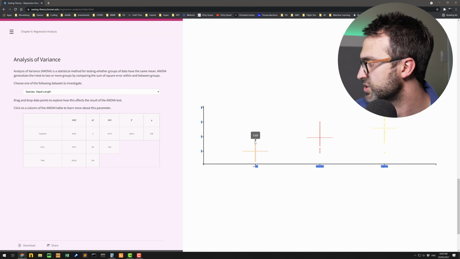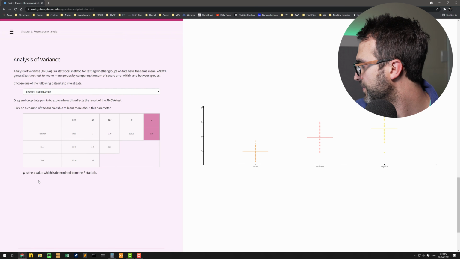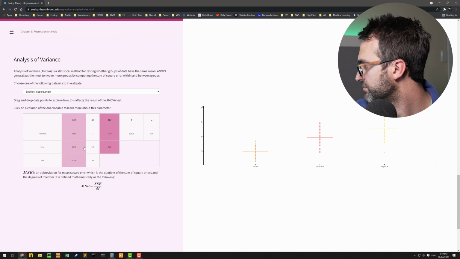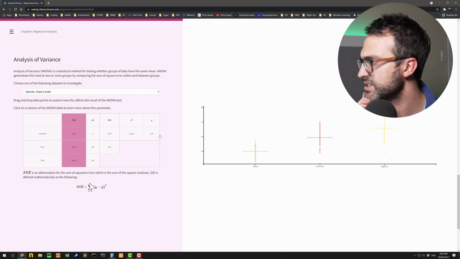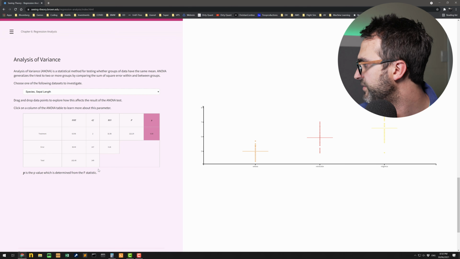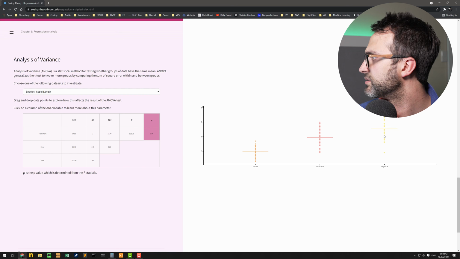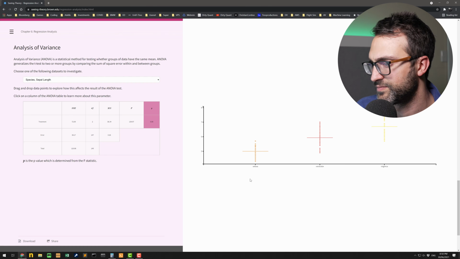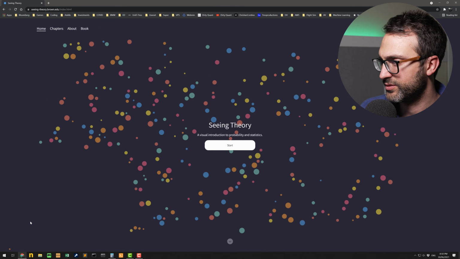So I can actually change this and this. The p-value is done by the F statistic. Mean squared error, degrees of freedom, sum of squared errors. Essentially each of these has a sum of squared errors. And then we have a p-value of rejecting the same mean. Well, I would say no, if I drag this up, these are clearly not the same mean, so I guess that is rejected. Cool. Look, that was awesome.